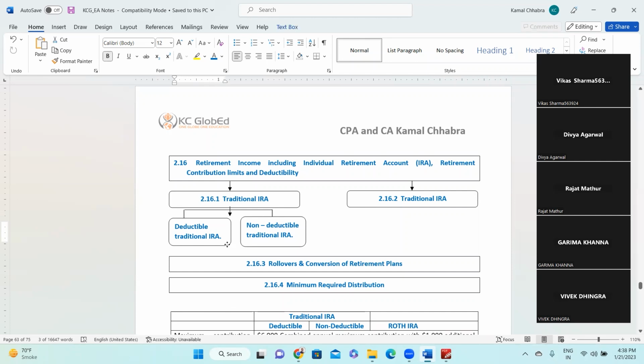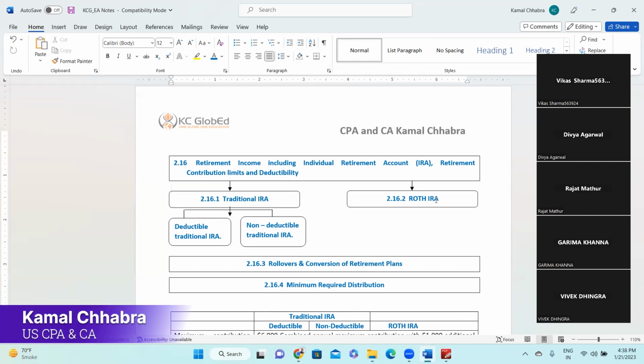Good. Okay. So today we are starting with the retirement income, including individual retirement account and retirement contribution limits and deductibility. In this, two major things. One is traditional IRA, and the other one is Roth IRA. So in a traditional IRA, there are two subcategories of IRA. One is deductible traditional IRA, another is non-deductible traditional IRA, and then Roth IRA is like a new age IRA program basically, right?